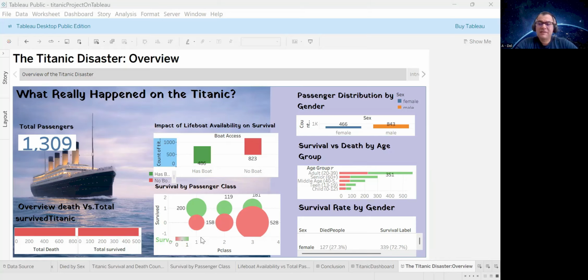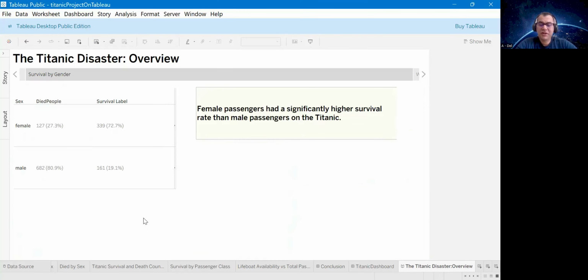For data analysis and visualization, after preparing the data, I use Tableau to create visualizations that help explain the survival patterns. The analysis focuses on several main questions. Survival by gender: I analyzed survival based on gender. The visualization clearly shows that women, or females, had a higher survival rate than men.